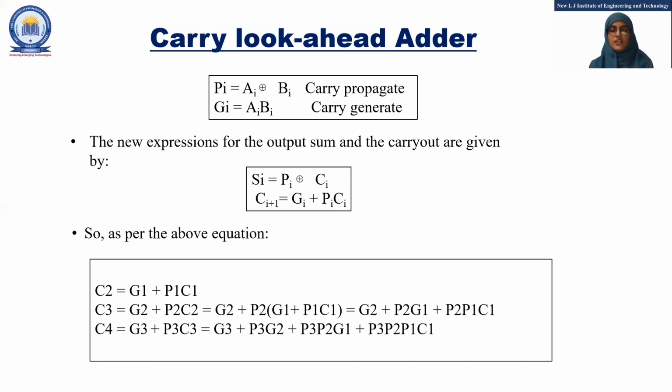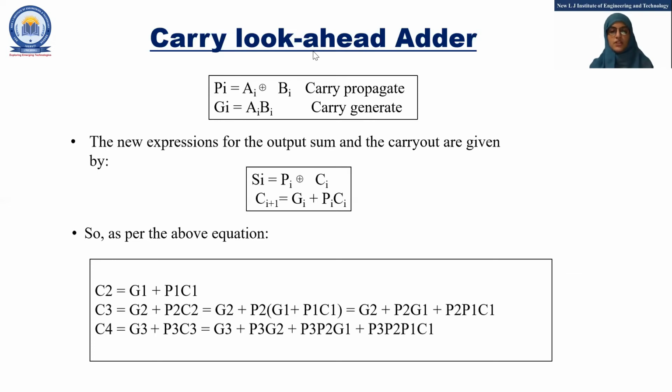So Pi is denoted by Ai XOR Bi, which is carry propagate, and Gi is equal to Ai Bi, which is carry generate. Here Gi is called carry generate because it will generate the carry when Ai and Bi both are equal to 1. And Pi is carry propagate because it is the term associated to propagate the carry Ci to Ci plus 1. So we can denote Si, which is sum, is equal to Pi XOR Ci. And from the diagram, we can say Ci plus 1 is equal to Gi plus Pi Ci.